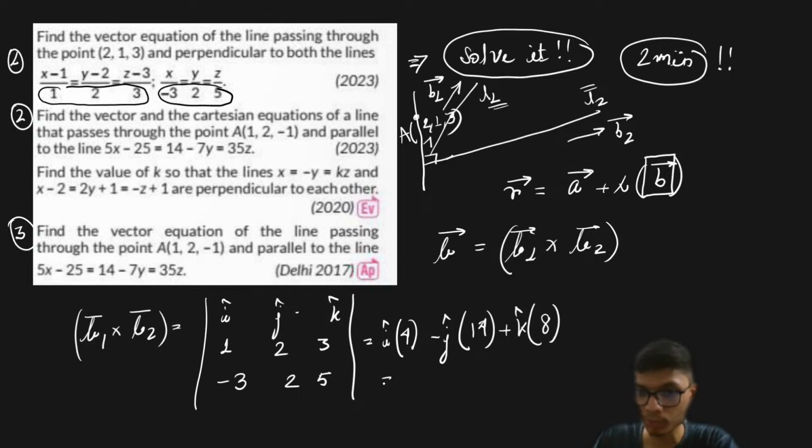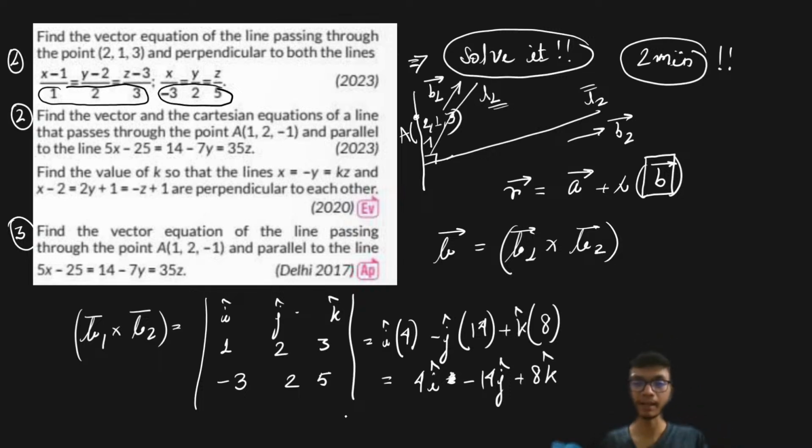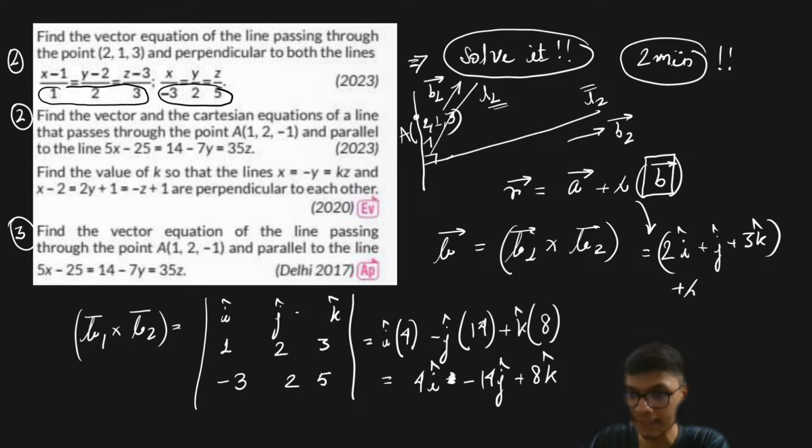So from here I will get the general direction ratio, the vector which is directed along the perpendicular to these two lines, right? Which is basically given as this particular vector, b vector. Once I have generated the required vector which is perpendicular to the two given lines, then I can simply find the required vector equation of the line. Our point on the line is 2 i cap plus j cap plus 3 k cap, plus lambda times of 4 i cap minus 14 j cap plus 8 k cap.